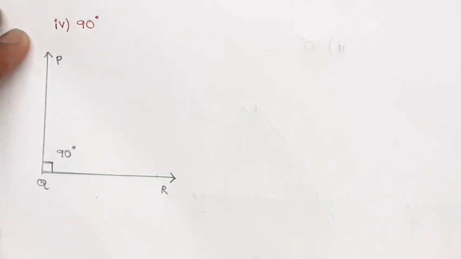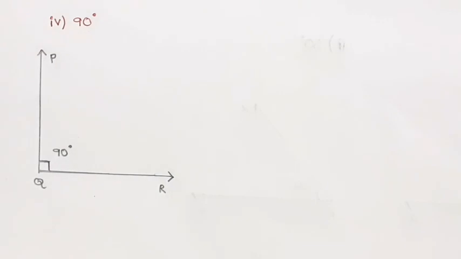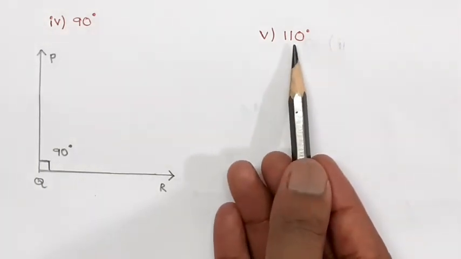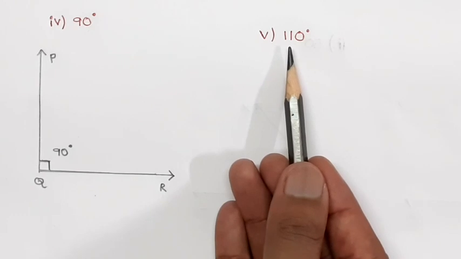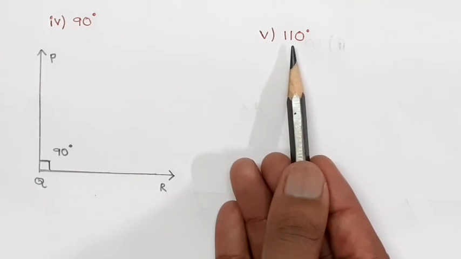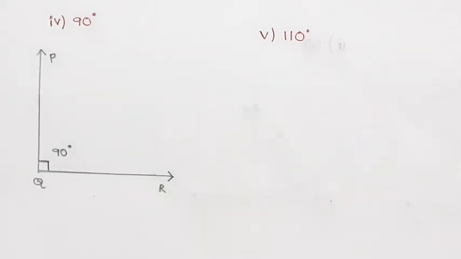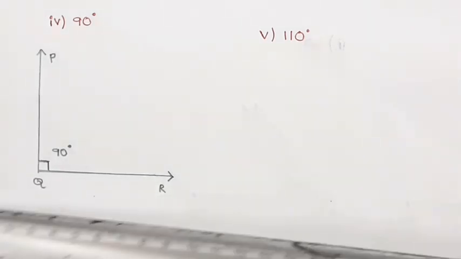Okay, now I am going to the fifth one. So please check. This fifth one is an obtuse angle because look, 110 is greater than 90 and less than 180. An angle measuring greater than 90 degrees and less than 180 degrees we call an obtuse angle. Though it is obtuse, the same procedure.